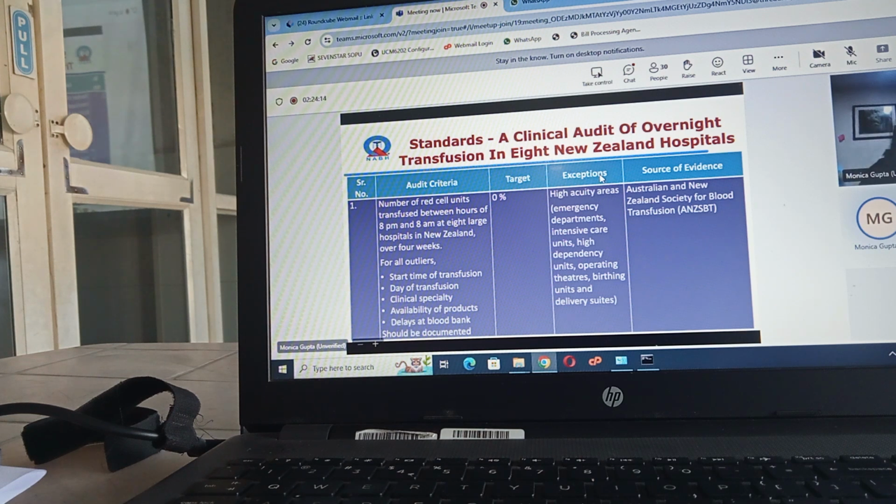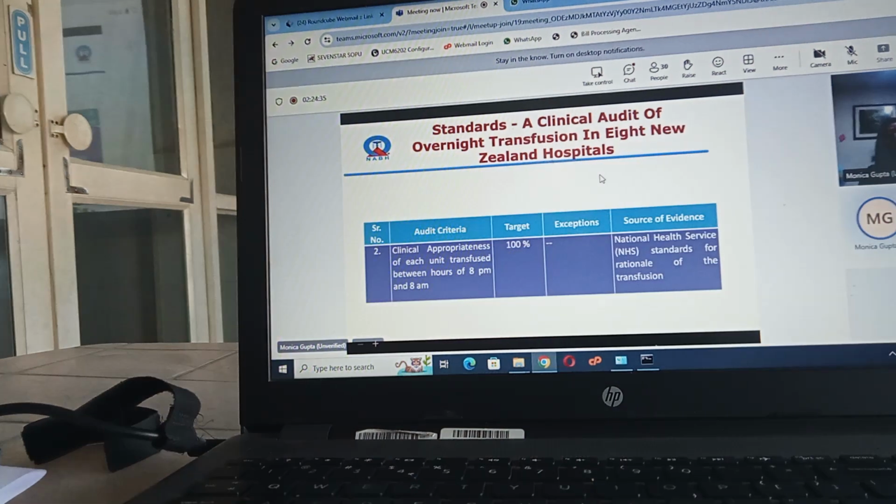The high activity areas such as emergency departments, intensive care units, high dependency units, operating theatres, birthing units and delivery suites, because there you cannot say no. We'll schedule an elective transfusion during the day. It's an emergency and the patient has to be transfused. What is the evidence? Australian and New Zealand Society for Blood Transfusion.